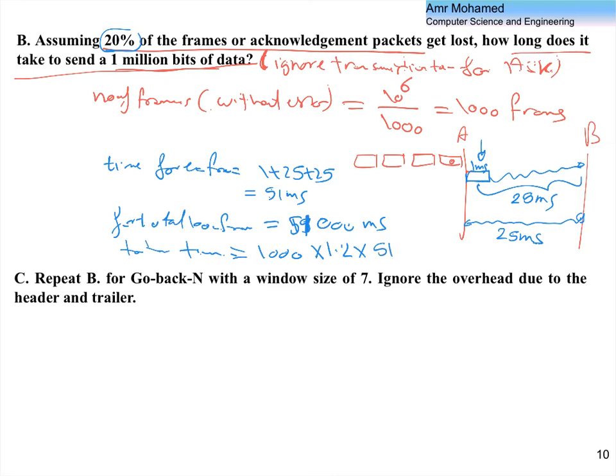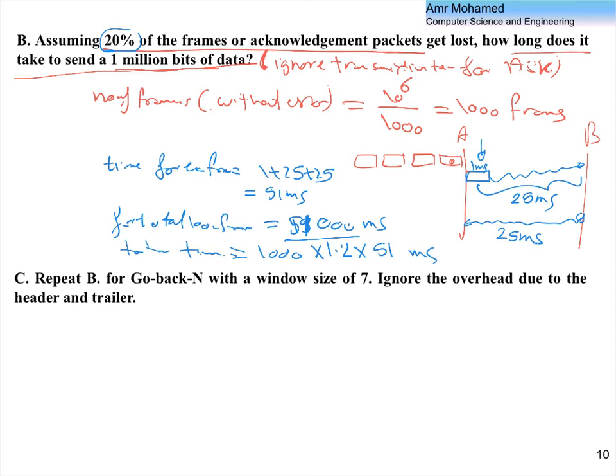Okay? So that's the total in milliseconds. Or in other words, 51,000 times 1.2. The 1.2 accounts for, the 1 accounts for the original 1,000, and the 0.2 accounts for the extra 20% that you have to retransmit. Clear? Yeah.